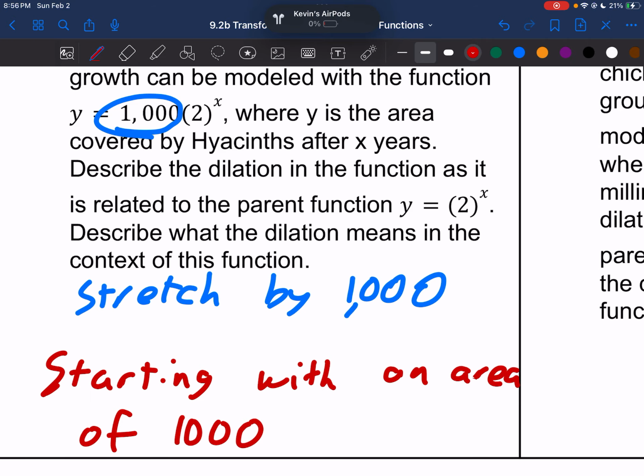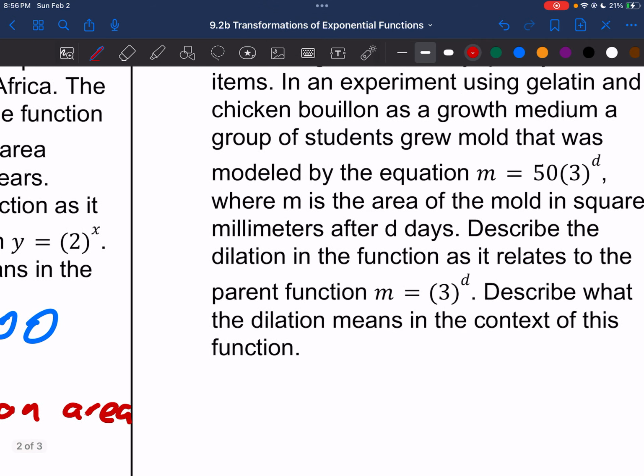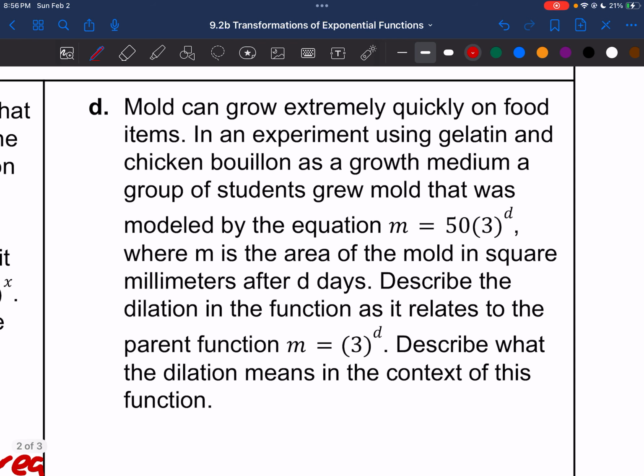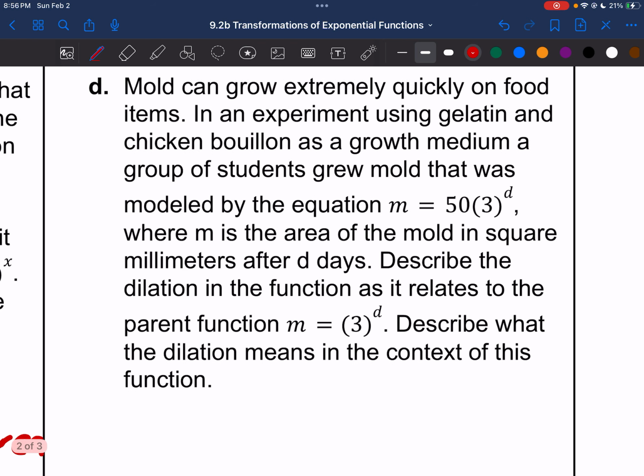All right, so we're going to go to letter D. Mold can grow exponentially or extremely quickly on food items. In the experiment using gelatin and chicken bouillon as a growth medium, a group of students grew mold that was modeled by the equation m equals 50 times 3 to the d power, where m is the area of the mold in square millimeters after d days. Describe the dilation in the function as it relates to the parent function m equals 3 to the d power. Describe what this dilation means in the context of this function.